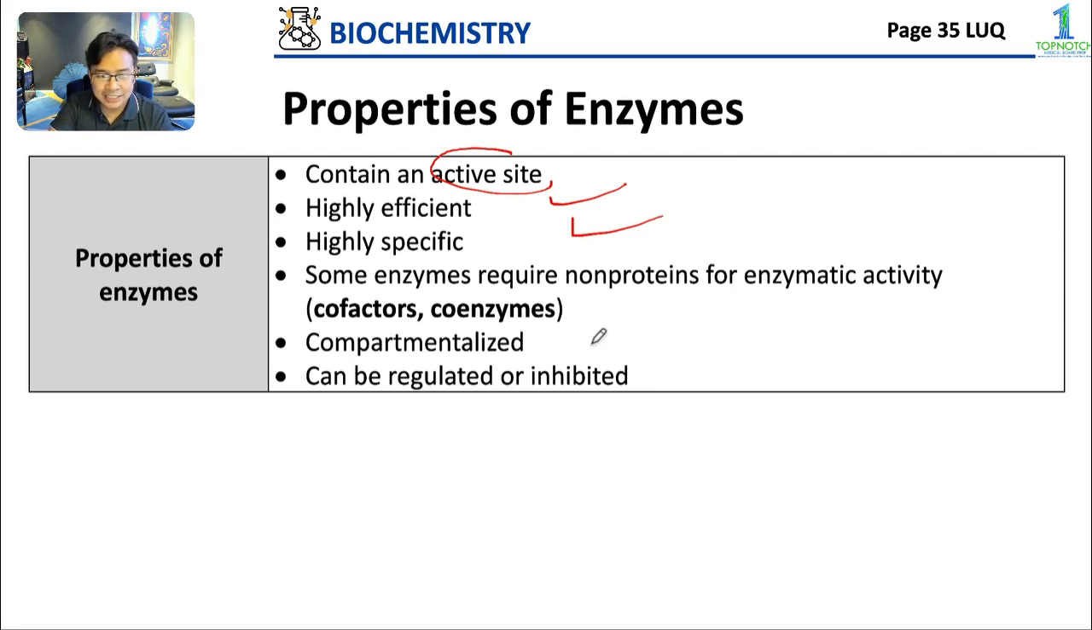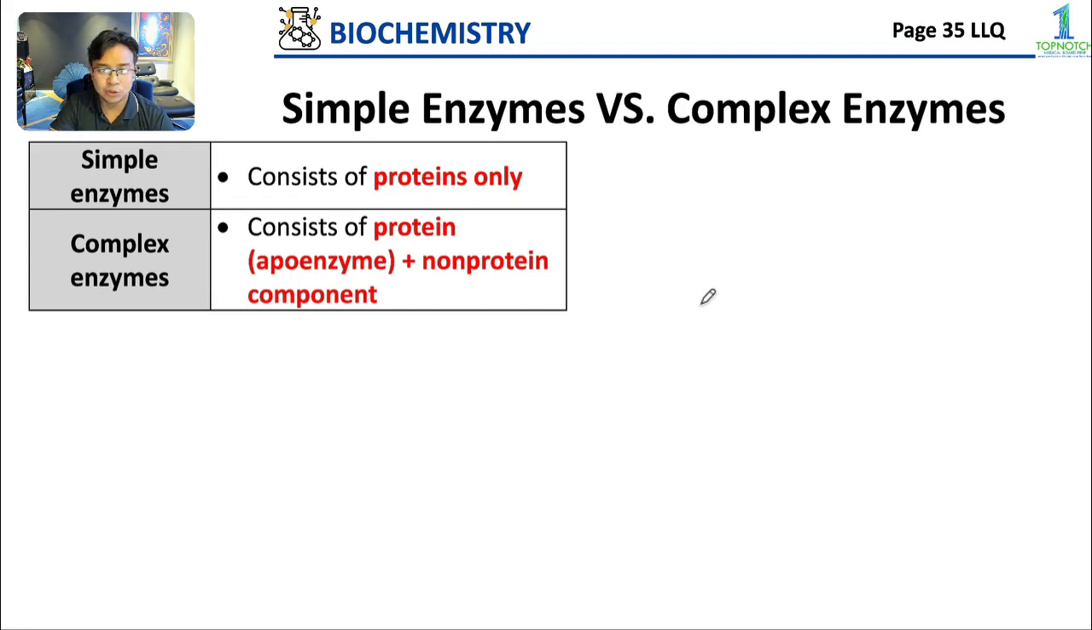They can be regulated or inhibited, okay, via modification of the different rate-limiting enzymes. And some enzymes require non-proteins for their activity. Now, simple enzymes consist only of protein, and they function alone. But complex enzymes are those that contain a protein plus a non-protein component.